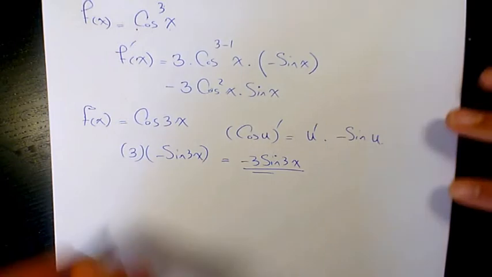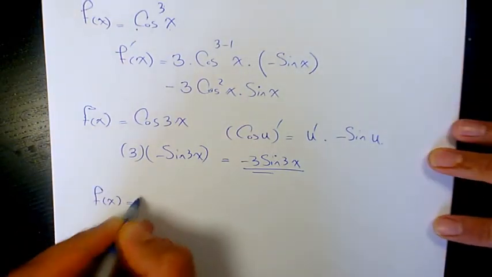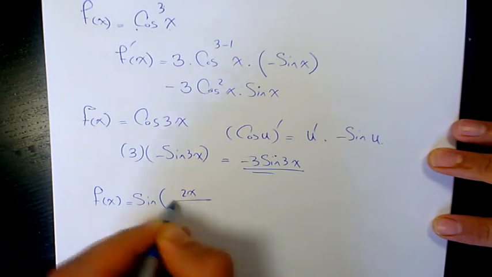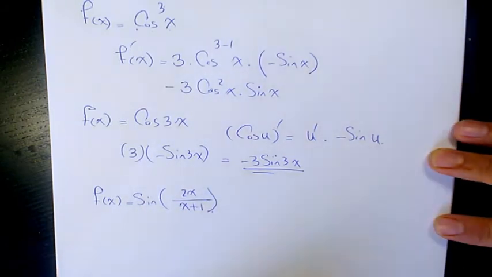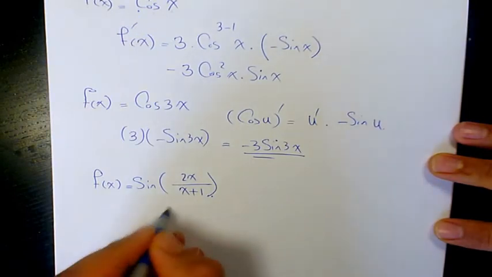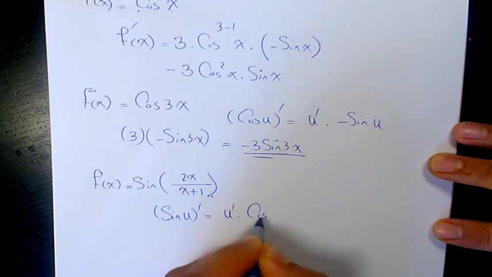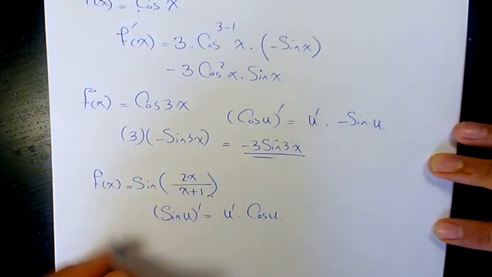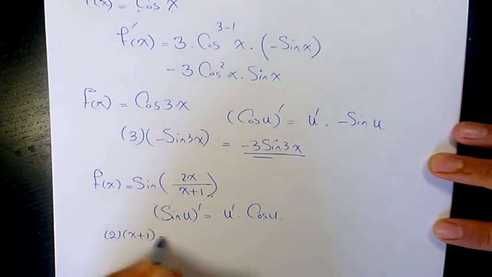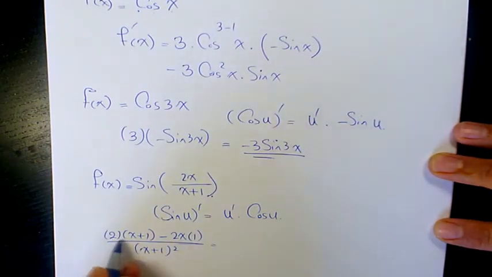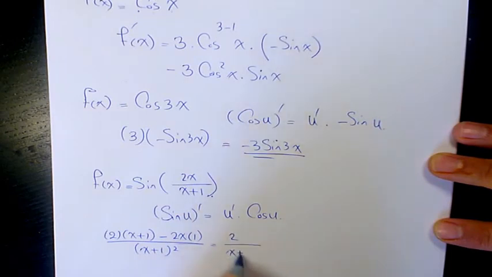Next one is f of x equals sine of 2x over x plus 1. When you have sine u, derivative will be u prime times cosine u. The derivative of u will be 2 times x plus 1 minus 2x times 1, over x plus 1 squared. That's going to be 2x minus 2x plus 2, so it's going to be 2 over x plus 1 to the power of 2.